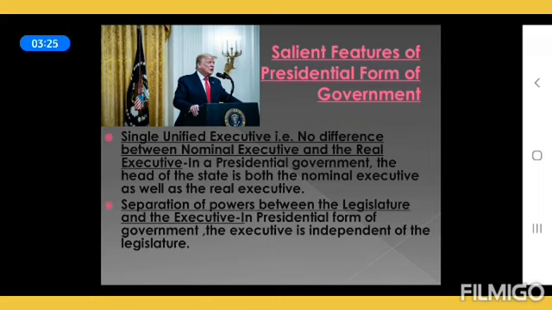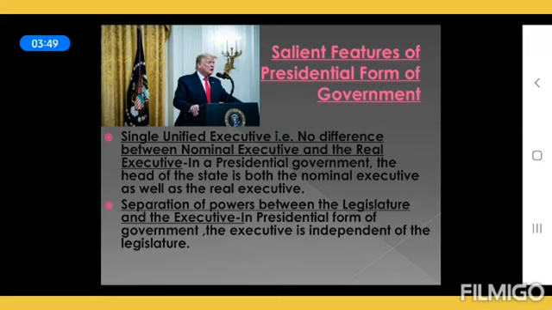Okay, so the duality of the executive versus a single unified executive is the first major difference between the parliamentary and the presidential forms of government. I hope this is very clear. I have discussed the features, and I have also made the differences between the presidential as well as the parliamentary forms of government.